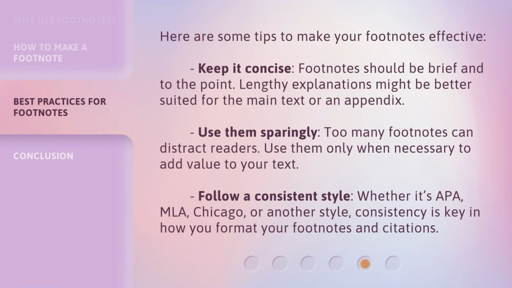Here are some tips to make your footnotes effective. Keep it concise. Footnotes should be brief and to the point. Lengthy explanations might be better suited for the main text or an appendix. Use them sparingly. Too many footnotes can distract readers. Use them only when necessary to add value to your text. Follow a consistent style. Whether it's APA, MLA, Chicago, or another style, consistency is key in how you format your footnotes and citations.